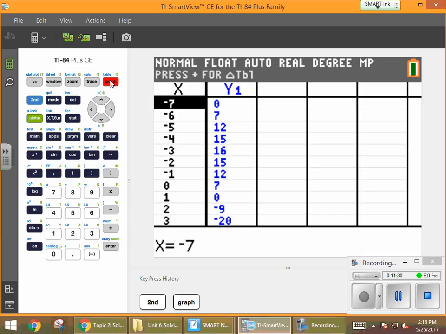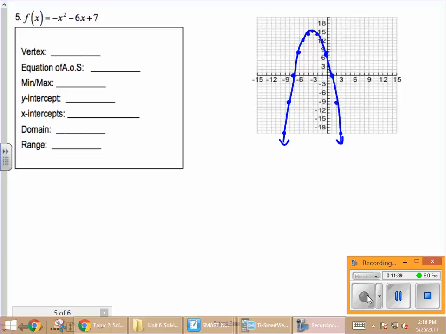So I want you to take a couple minutes. I want you to copy the information from the table and plot that on your grid. I'm going to do the same. All right, now that we've all graphed our parabola, let's identify the information in the box to the left.